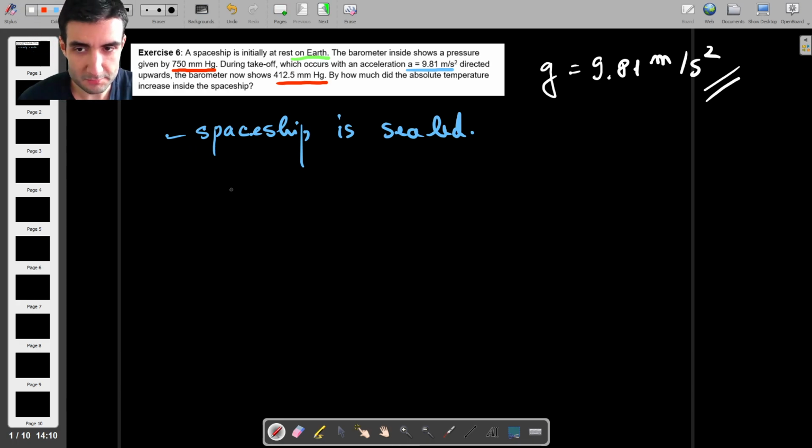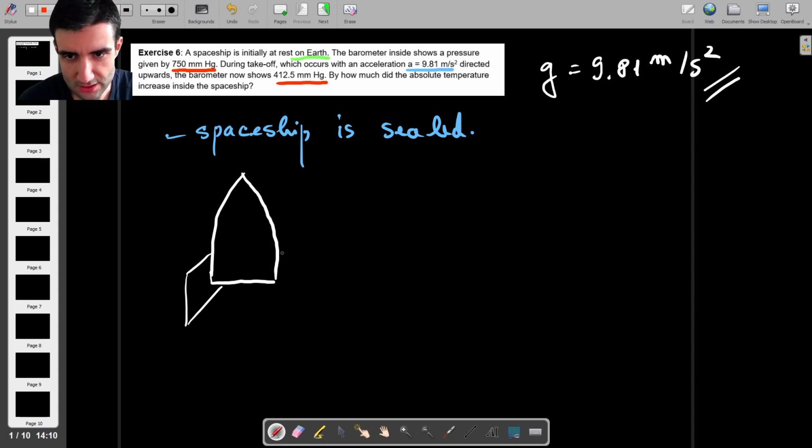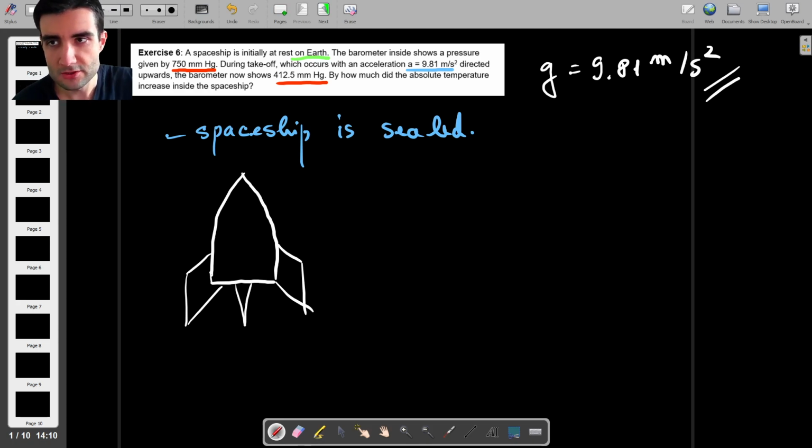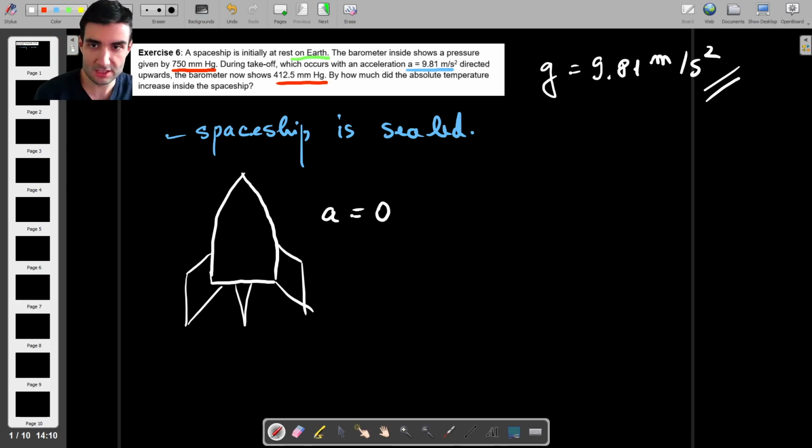What we're dealing with at the beginning is a rocket, which looks like a cartoonish kind of rocket, but it serves the purpose, which is to have a basic drawing. So this is the rocket on Earth. I'm not going to draw the Earth, but I'll say that initially there's zero acceleration going upwards. Now, inside the spaceship, there's a barometer, and the barometer shows the pressure inside the spaceship. So the barometer looks something like this.